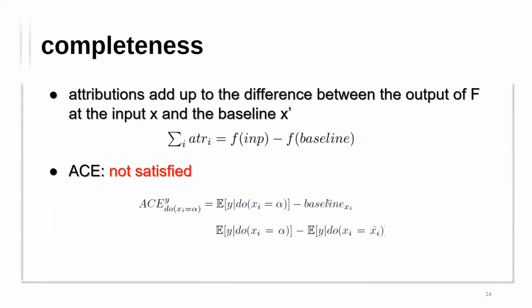But I think from the expectation point of view, the high level idea, the average causal effect did follow this axiom, right? The expectation of input y minus the expectation. Here they just said it does not satisfy it for just one input. So this is what the paper said, in the ACE paper.